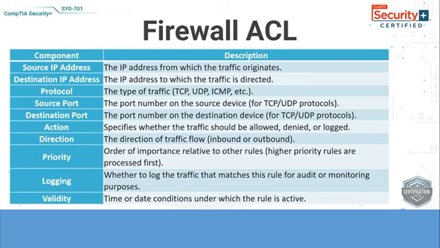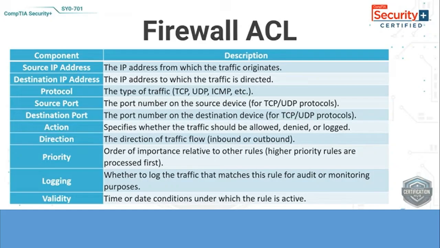Action is specified inside the ACL, whether the traffic should be allowed, denied, or logged. Direction is the direction of traffic flow, which is also mentioned inside the ACL of the firewall: inbound and outbound. If you go and check in the firewall, you will find these details: inbound traffic and outbound traffic.